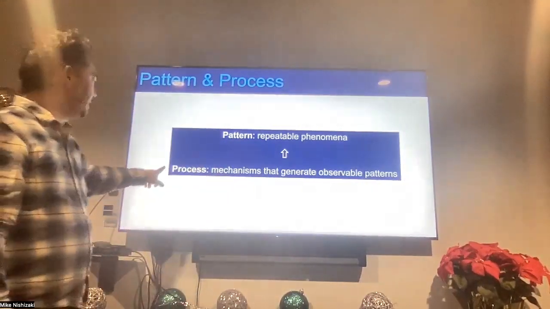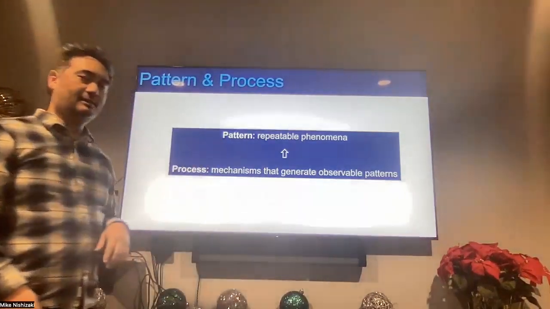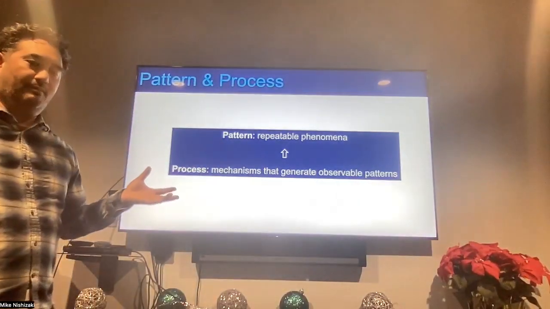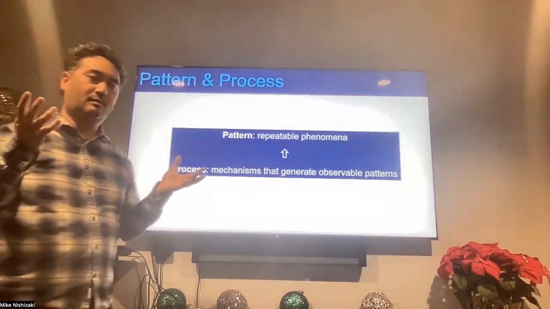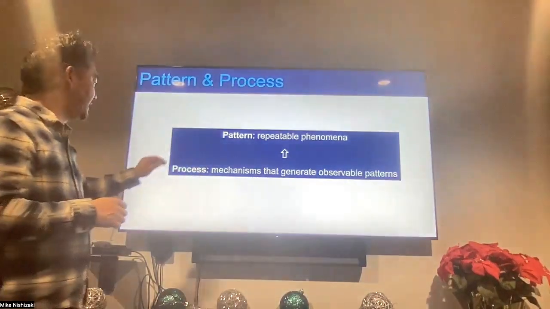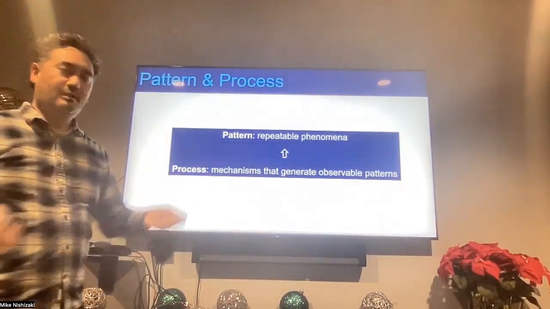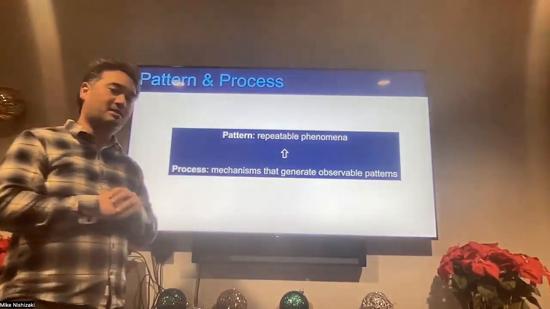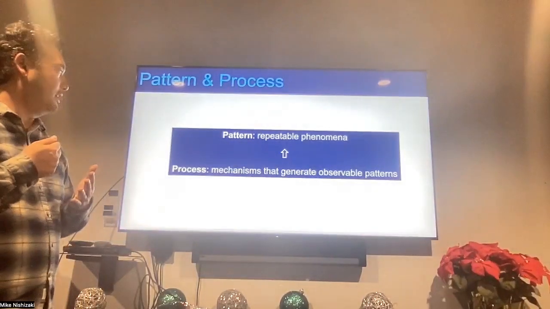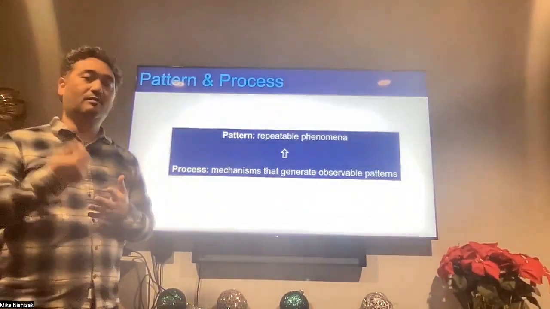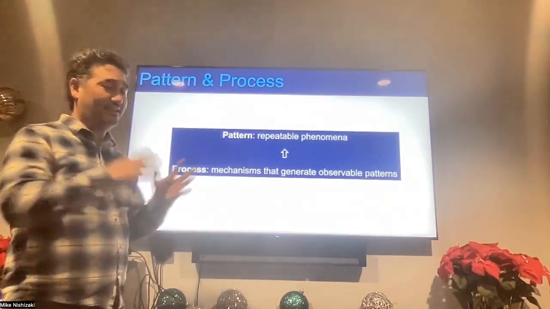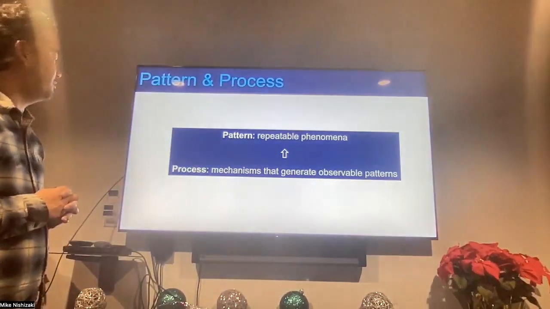And so there's this interplay between pattern and process. Can you identify the overall biological pattern, and can you show which processes lead to the formation of that pattern? That is something that's going to come up over and over and over again in this class and in your biological career.